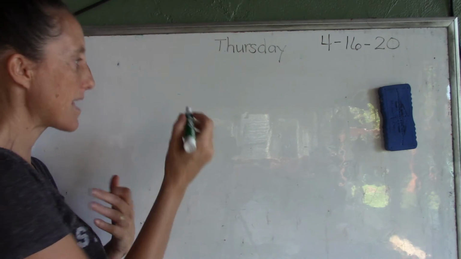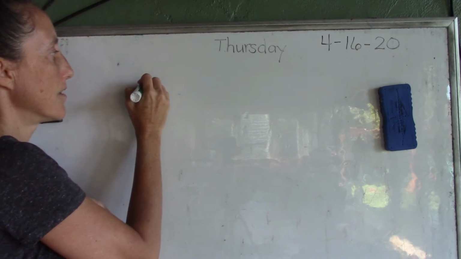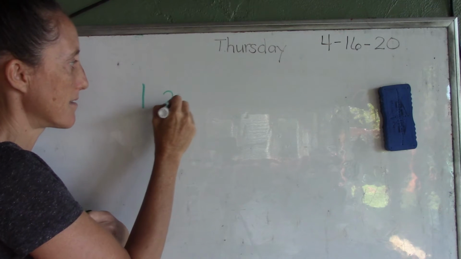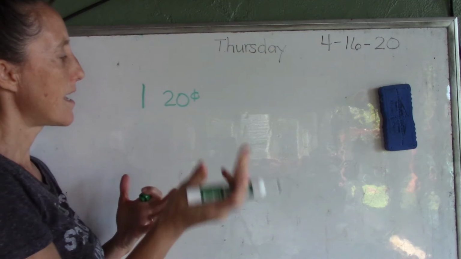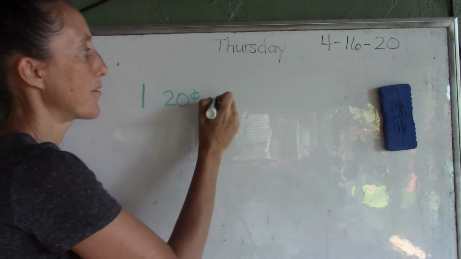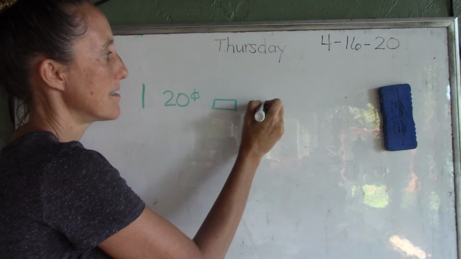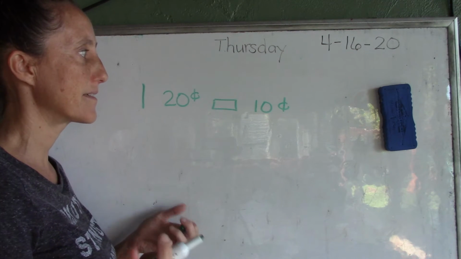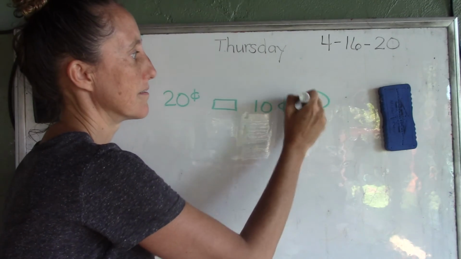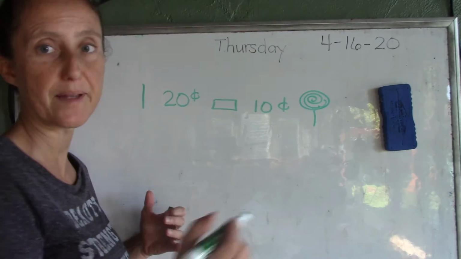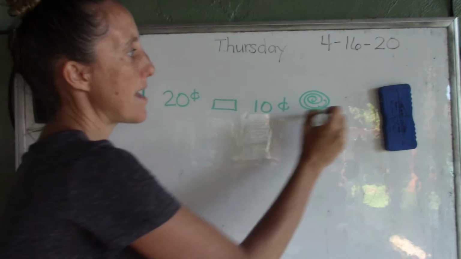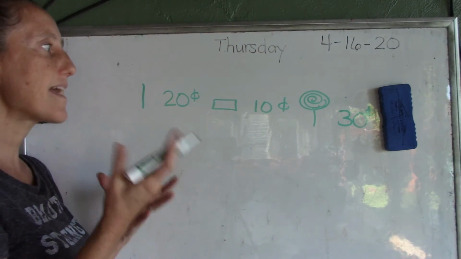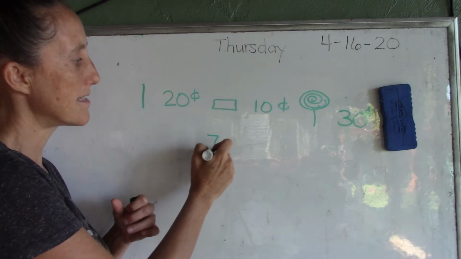Okay, let's say that I have a pencil. This will be my pencil, and it costs 20 cents. And I have an eraser, and that costs 10 cents. And I have a lollipop. That's not really a school supply, but it should be, huh? A lollipop, and it's 30 cents. And I have 70 cents to spend.